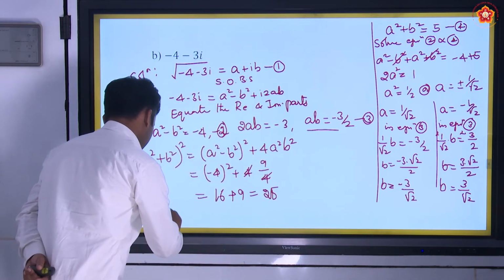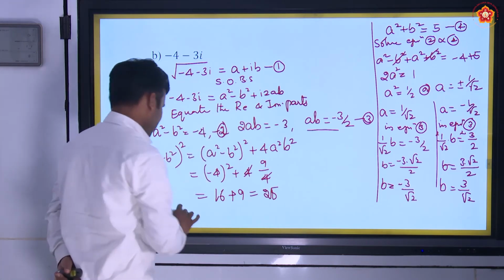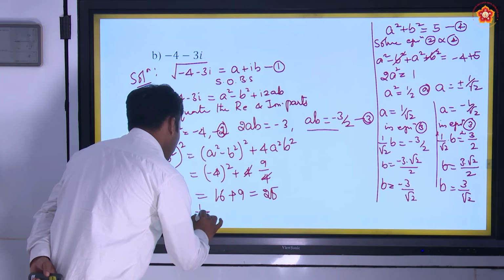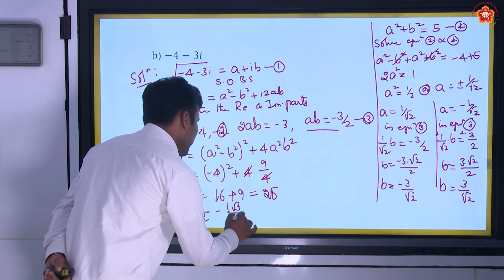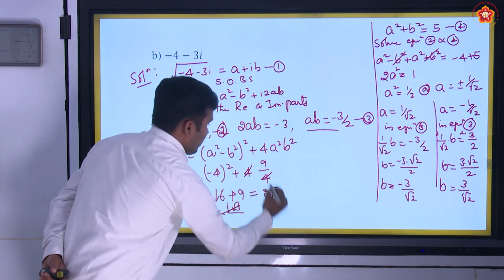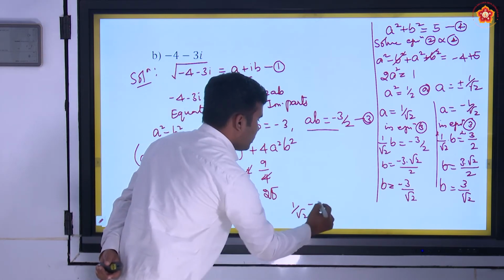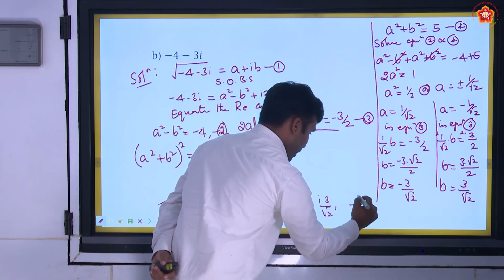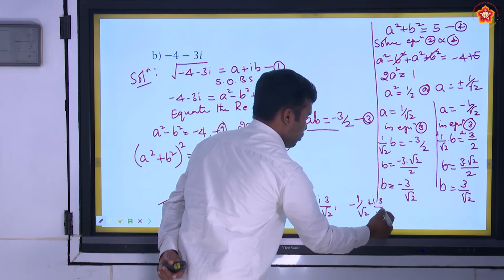So therefore, from equations 2 and 3, the square root of the given complex number can be written as 1 by root 2 minus i 3 by root 2. Another one is minus 1 by root 2 plus i 3 divided by root 2.